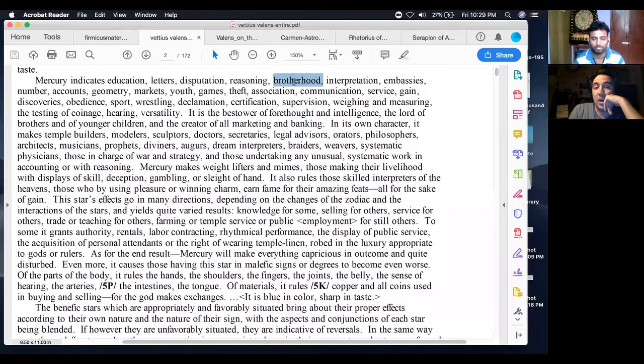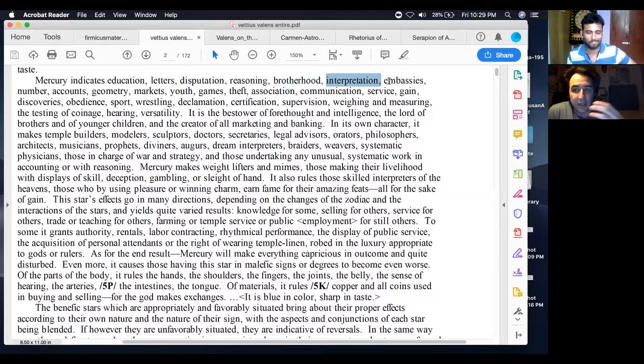Brotherhood. This makes sense because Mercury is naturally associated with other people that are around, and our siblings are people that are around. He's also the natural significator of friends too, and friends can be brotherly or sisterly too. Interpretation, again, analyzing things, right? Embassies, where people are coming together to talk about affairs and whatnot. Number, so very scientific, very much measuring. Accounts, geometry, markets. Youth.